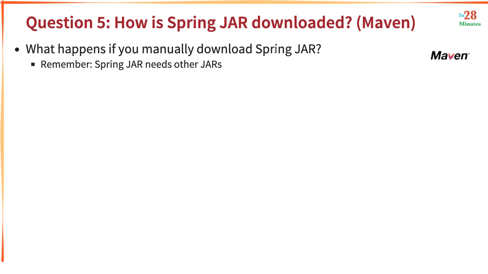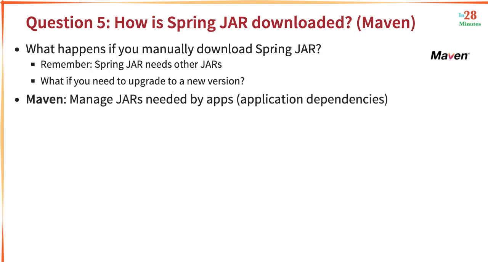So you would not need to download one jar, but you might need to download 10 or 15 or 20 jars. And imagine what would happen if you have to upgrade to a new version of Spring Framework. Then you need to go through the entire cycle again. And that's the problem which Maven tries to avoid. Maven tries to make it very, very easy to manage the application dependencies.